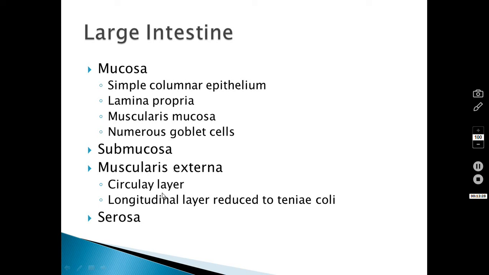We have our circular layer, but one of the ways that the large intestine differs from the rest of the GI tract is the longitudinal layer is not a continuous band like it is elsewhere within the GI tract. It's been reduced to kind of three bands of smooth muscle that we call the teniae coli. And that creates those little pouches, or those little haustra pockets in the large intestine. And then finally our serosa again.